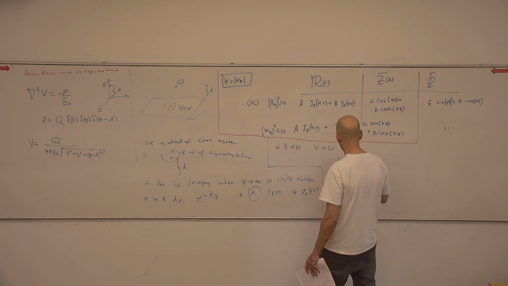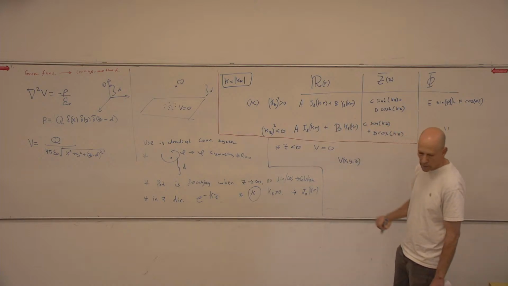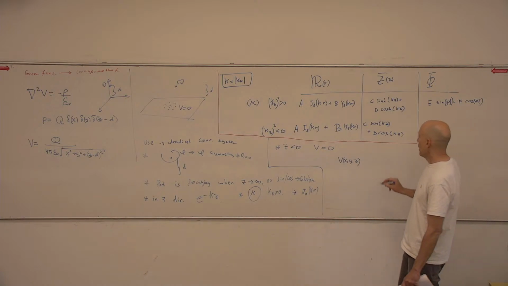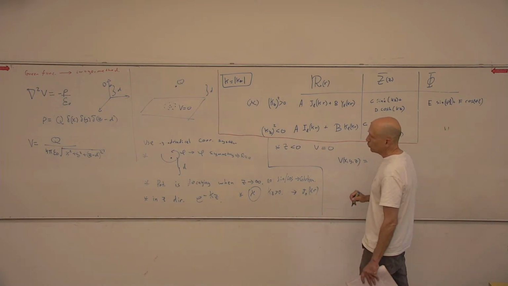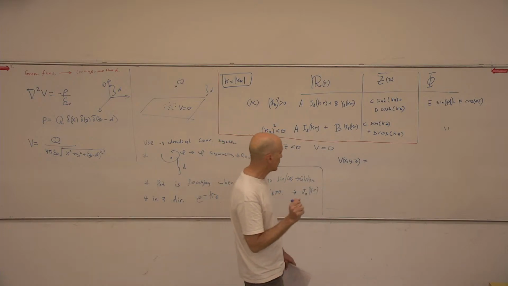I'm going to write V(x, y, z) at the beginning. Later I'll go into the other coordinate system. And we do have a charge. She reminded me, we do have a charge. Where is the charge hiding here?